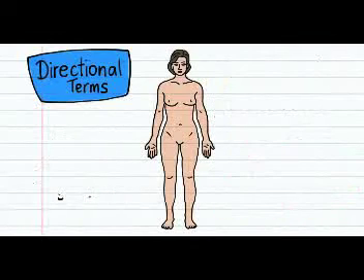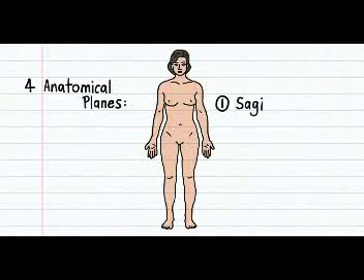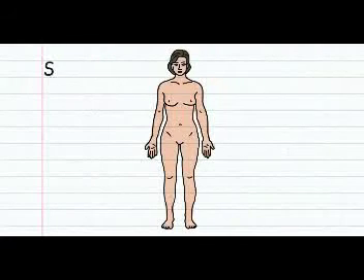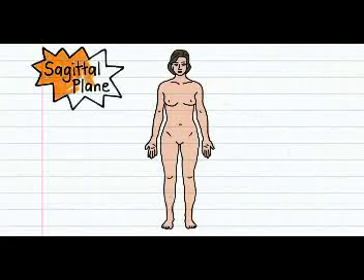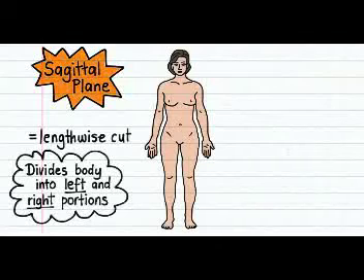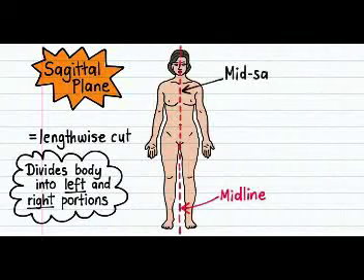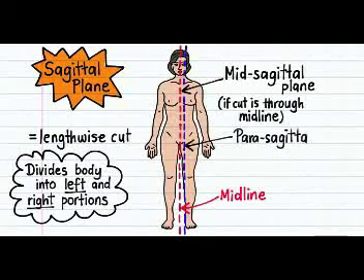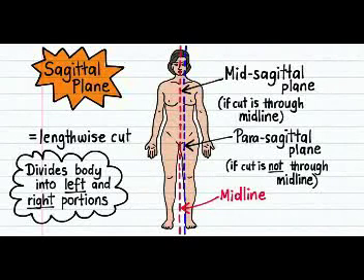The 4 anatomical planes are sagittal, frontal, transverse and oblique. A sagittal plane is a lengthwise or vertical cut that divides the body into left and right portions. If the cut passes through the midline of the body, then we call this a mid-sagittal plane. However, if the cut doesn't exactly pass through the midline, we call this a parasagittal plane.